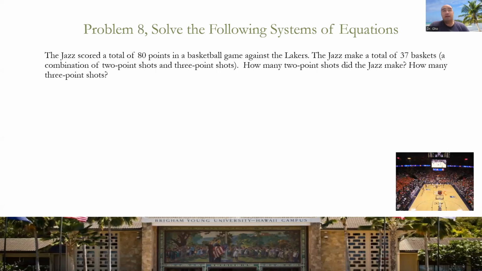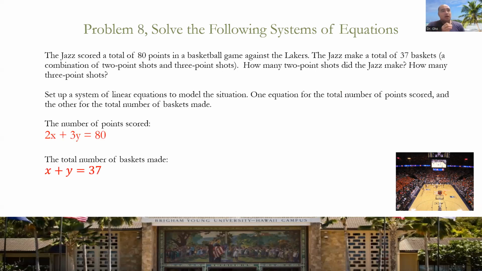The next one we have, the Jazz are playing. They made 80 points against the Lakers, but they made 37 baskets. And for the scenario, they must have played a clean game. There are no foul shots, or the foul shots were not made. So there's only 2-point and 3-point shots in this scenario. So how many 2-point shots did the Jazz make?